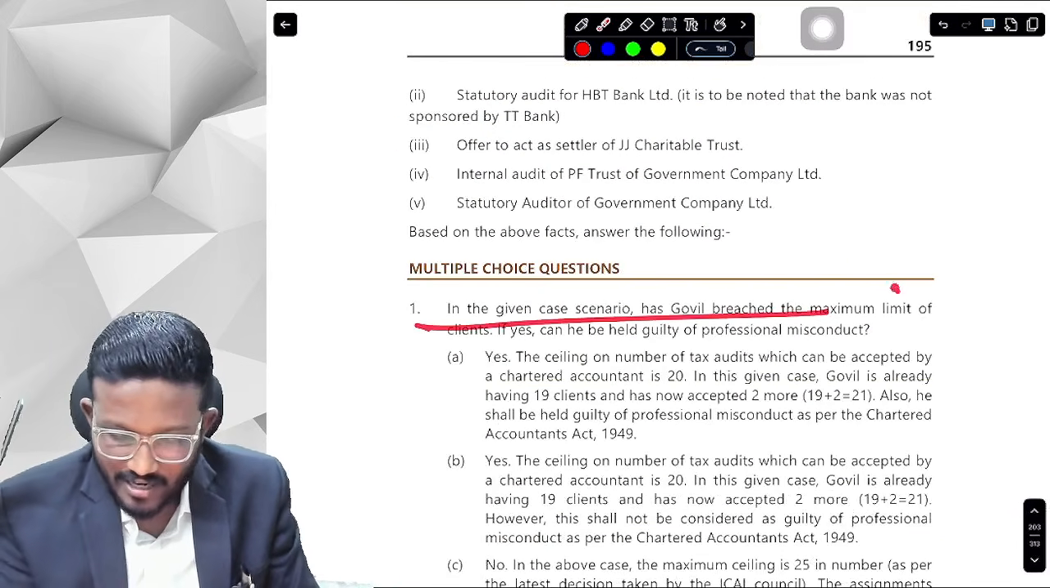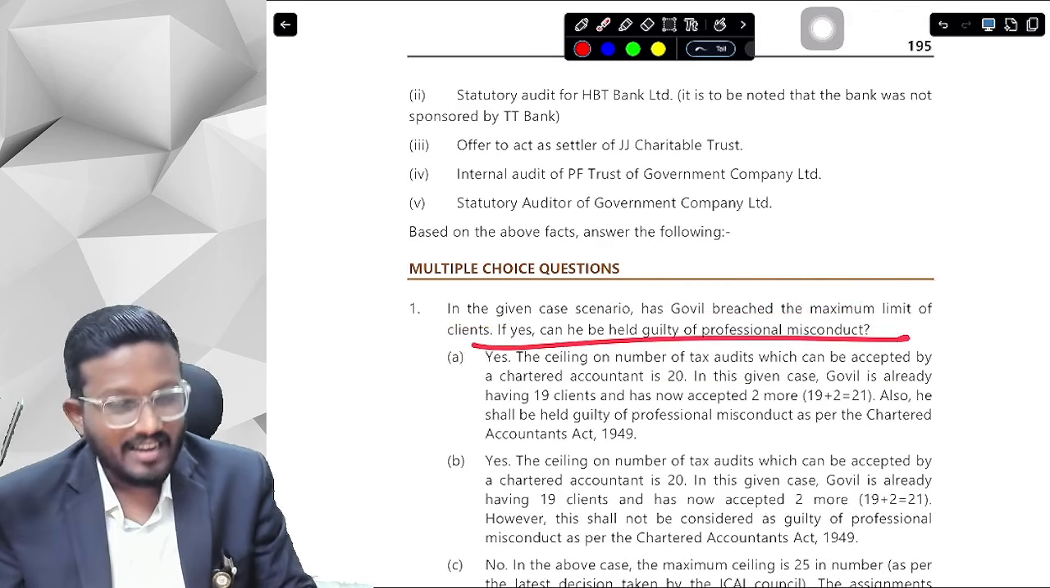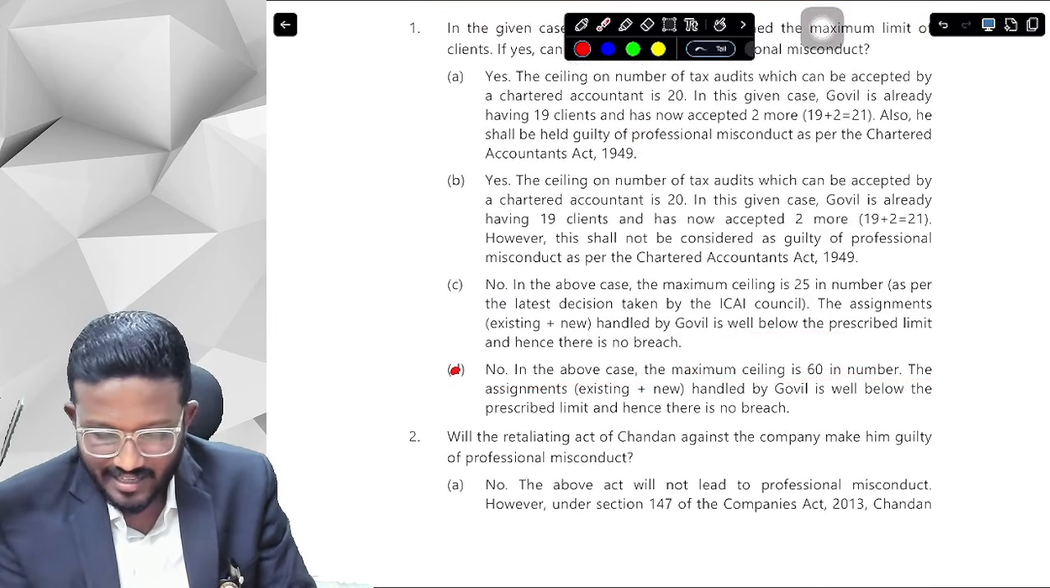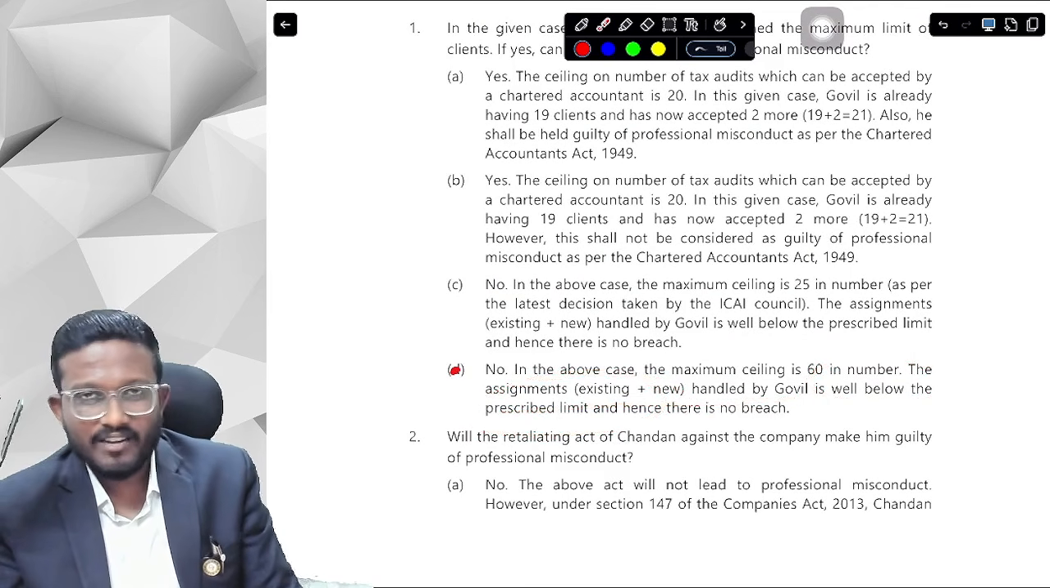So in the given case scenario, has Govil breached the maximum number of clients? No sir, he has not breached. He will not be guilty of professional misconduct. In the above case, the maximum limit is 60, and the existing and new clients handled by Govil are within the prescribed limit. So therefore, he will not be held guilty.